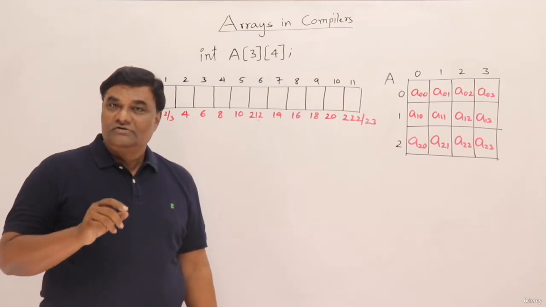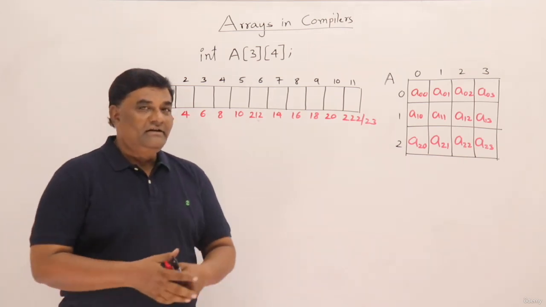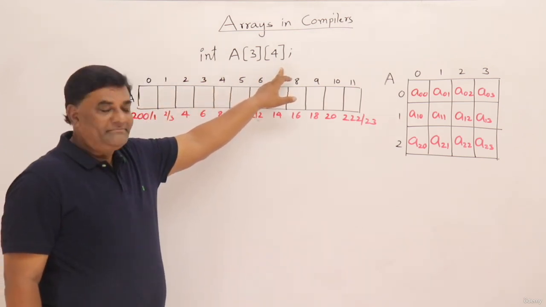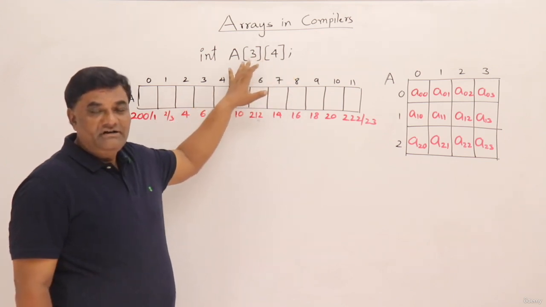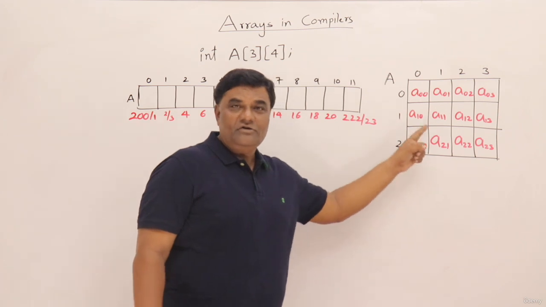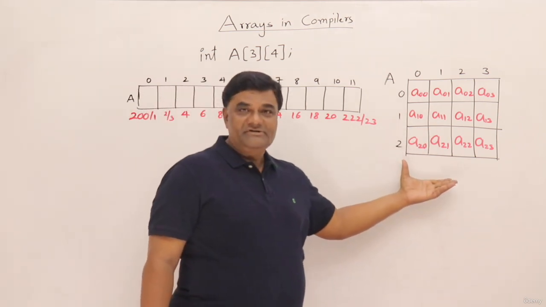Let us see how a two-dimensional array is managed or handled by a compiler. In our program, we declare a two-dimensional array like this. Suppose I am declaring an integer type array of dimensions 3 cross 4, 3 rows and 4 columns. Then this is how we draw a 2D array on paper. We visualize that this is how we got a two-dimensional array.